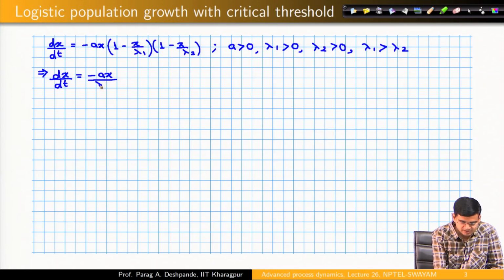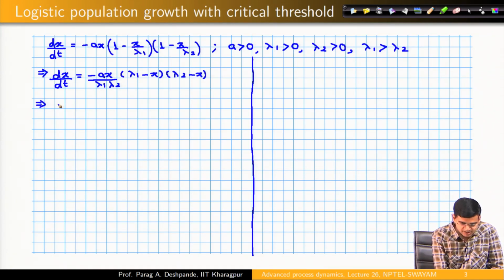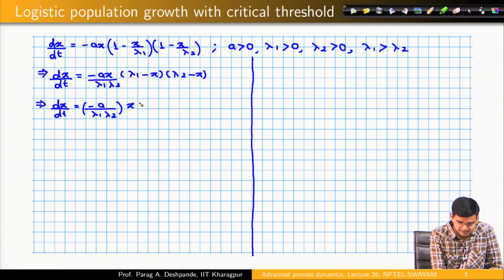I can write this as 1 upon lambda 1, 1 upon lambda 2. So, this will become lambda 1 minus x, lambda 2 minus x. Okay. So, I can do a small rearrangement again: dx by dt is equal to minus a upon lambda 1 lambda 2, because all of these are parameters, they can just be combined into one parameter, multiplied by x, lambda 1 minus x, lambda 2 minus x.